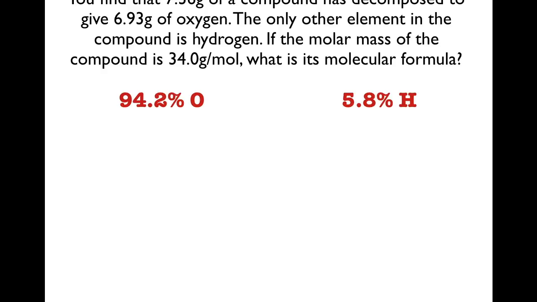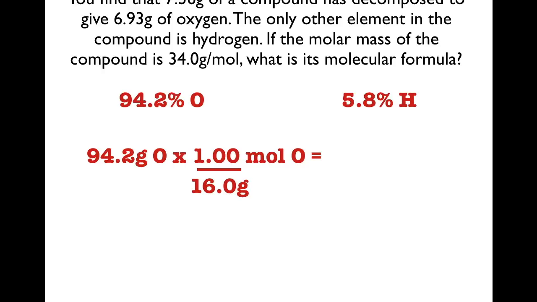I need to find my empirical formula so that I can find my molecular formula. For me to do that, I need to turn those percentages into grams. So I'm going to start with turning that 94.2% into 94.2 grams. I need to turn those grams into moles, so I'm going to need a conversion factor. I know that 1 mole of oxygen weighs 16.0 grams. So I'm going to do my math and find out that in 94.2 grams, there's about 5.89 moles of oxygen.